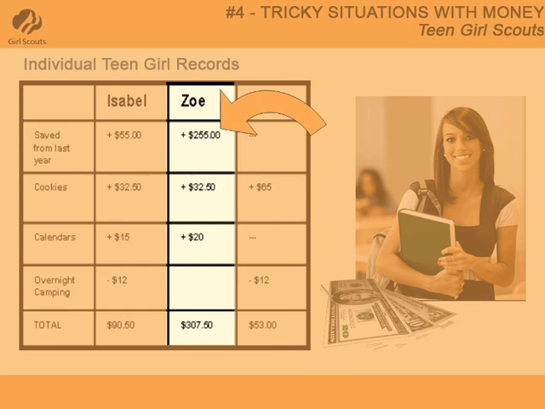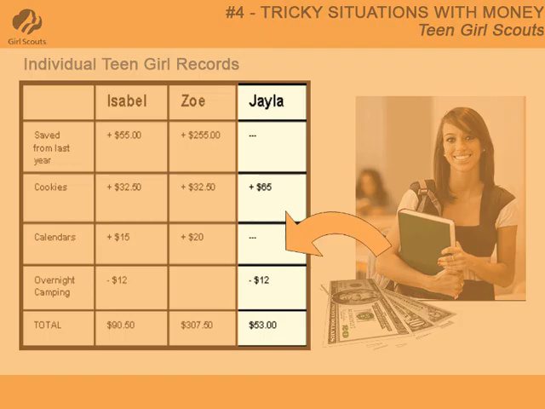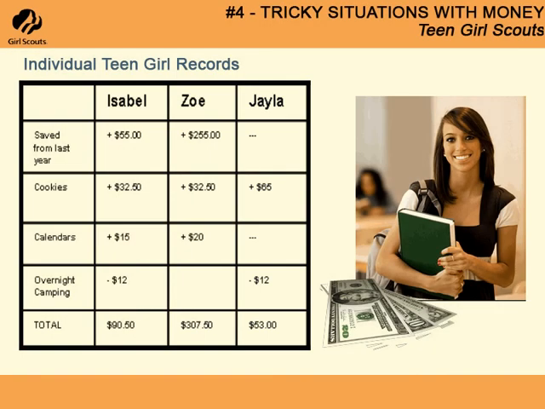Zoe has a lot of money saved for her trip to Brazil. She did not participate in the camping overnight, so she was not charged for the cost of the event. Jayla is new to the troop. She missed the calendar sale, but she did a great job selling cookies. By keeping track in this way, girls are held accountable individually for financing their program activities. This encourages both short and long-term goal setting, budgeting, and individual expression, as girls with different interests can strive toward different goals.